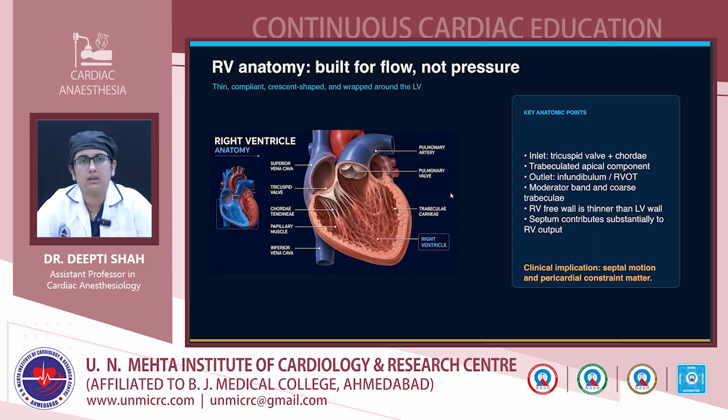We need to learn that the RV is coupled to the pulmonary artery, which is a low pressure system. Hence, as you can see in the inset image, the RV is a very thin walled chamber compared to the LV. The septum contributes substantially to RV output because the septum is shared by both the RV and LV. Thus, septal motion as well as the pericardial constraint matter in a patient who might undergo RV dysfunction.